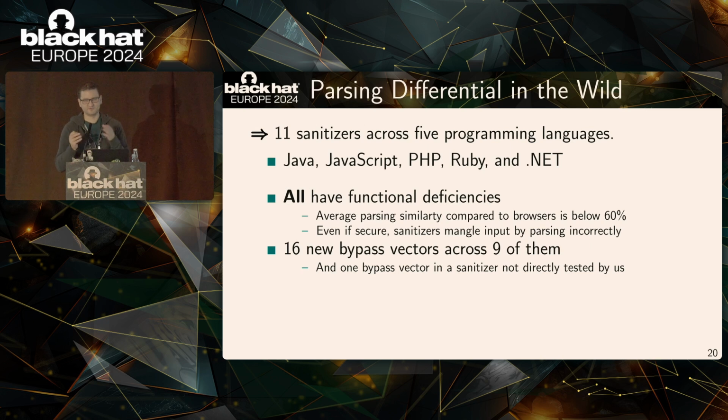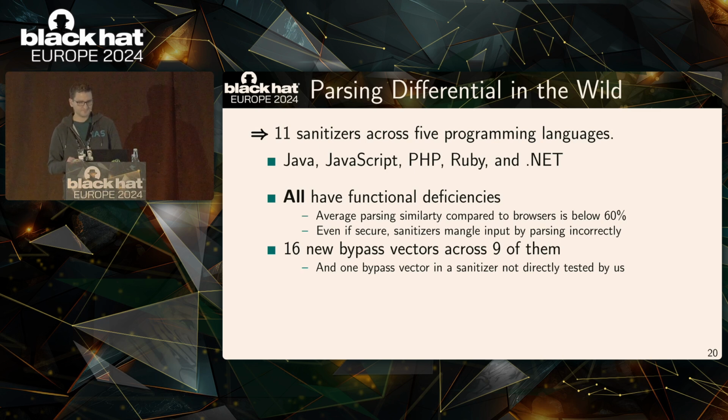And we found across the board it was always below 60%. So the parsing results are really different from the sanitizer compared to a browser. So even if it's not insecure, basically it breaks your input. And we also found 60 new bypass vectors across 9 of the sanitizers we tested, and even 1 bypass vector in a sanitizer we didn't actually test at all, because the OWASP guys were nice enough to assign a CVE for us because they transferred our payload.